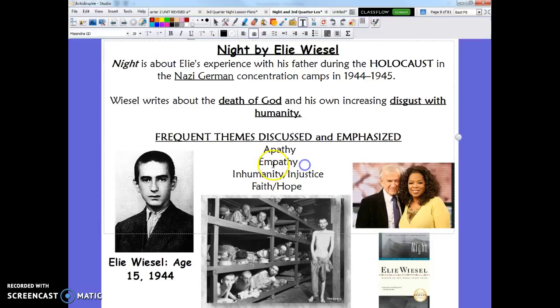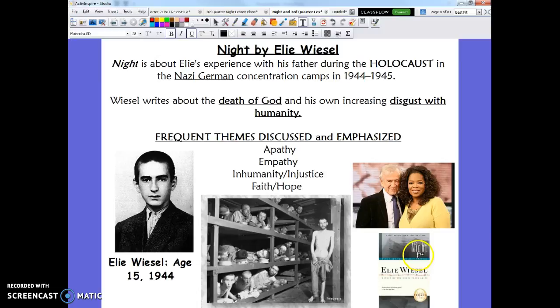The other thing that this book will talk about is inhumanity and injustice, and then faith and hope. So we'll break those down as we read more. And then, as you can see, just some of the pictures that I included here. This is Elie currently with Oprah. He is now a world-renowned author. He's also a professor, a Nobel Peace Prize winner, and world-renowned humanitarian. So there's amazing things that he's done.